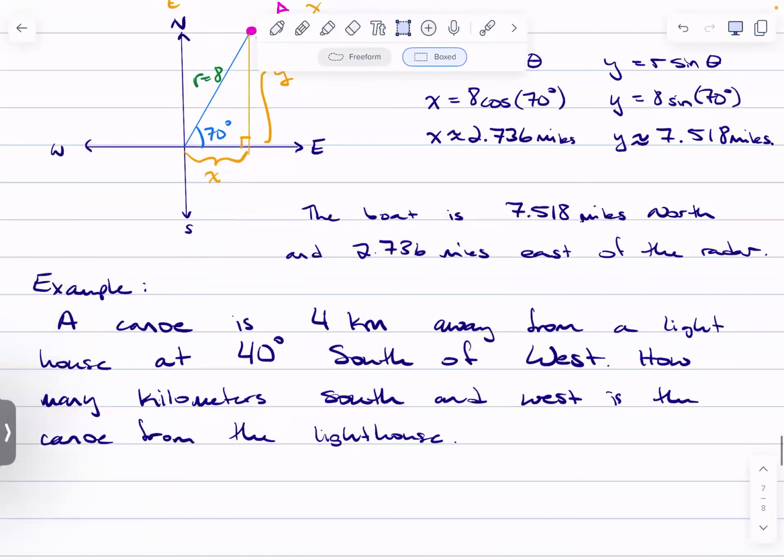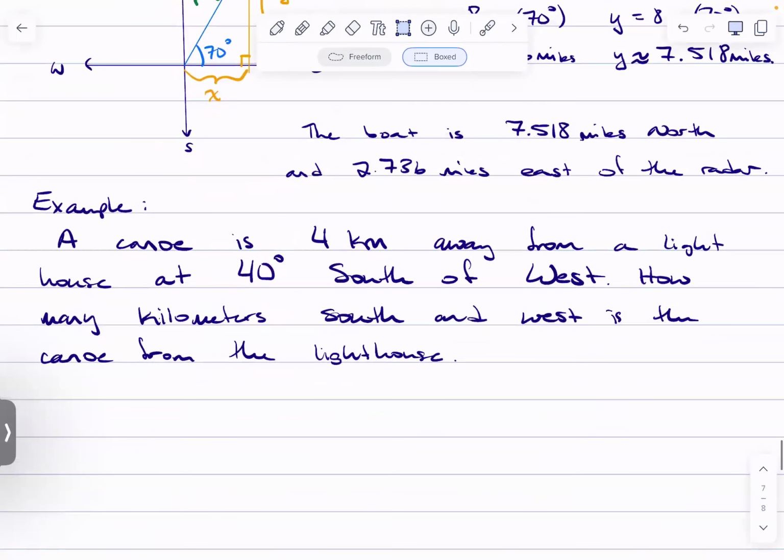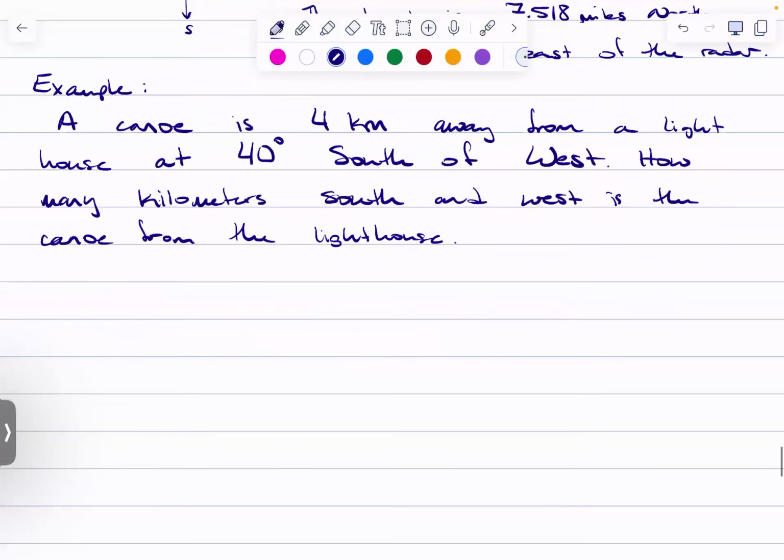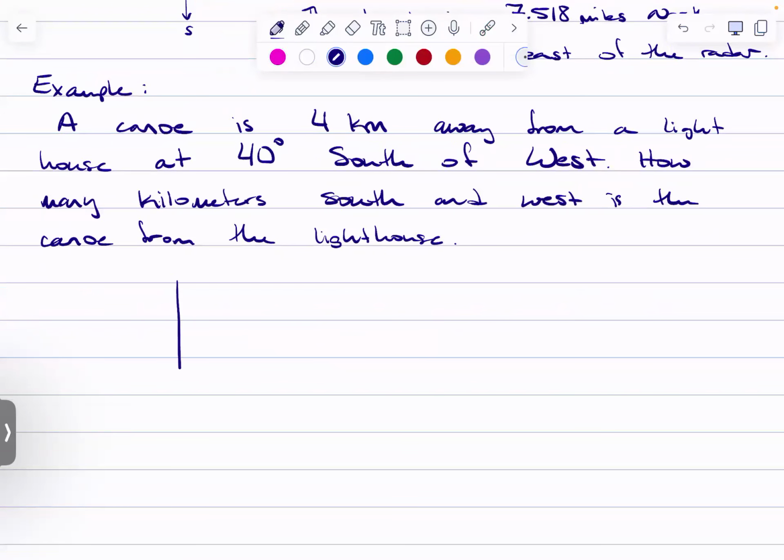How about a similar one with a twist? A canoe is 4 kilometers away from a lighthouse at 40 degrees south of west. So that's going to determine what quadrant you're in. And so how many kilometers south and west is the canoe from the lighthouse? So we're going to sketch it out. It's our first time seeing this problem.